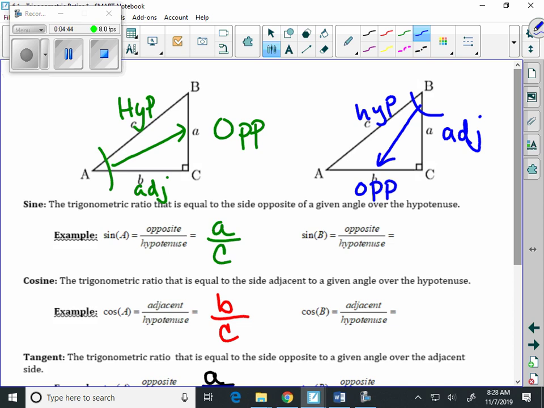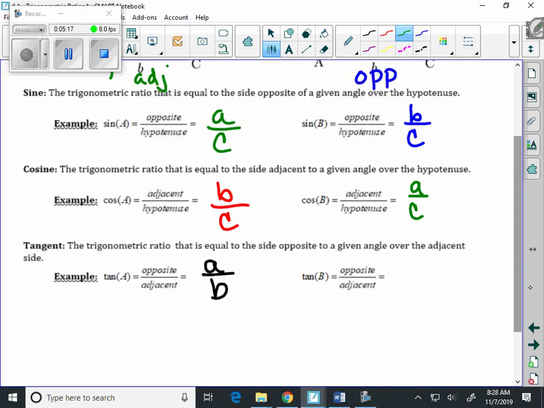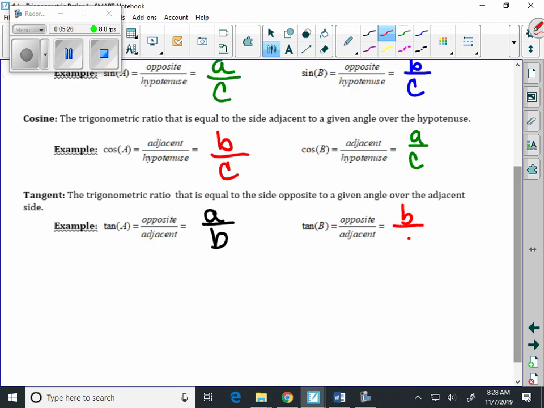And when we fill these ratios in, again, ratio is a comparison of two numbers. It also happens to look like a fraction, and it is. The opposite divided by hypotenuse for sine with respect to angle B is B divided by C. Cosine is adjacent divided by hypotenuse. That is A divided by C. And again, the tangent of angle B is opposite divided by adjacent. We've got everything labeled, so opposite divided by adjacent is B divided by A.